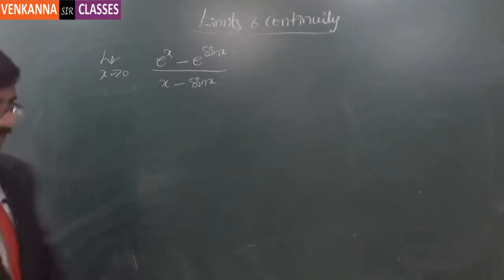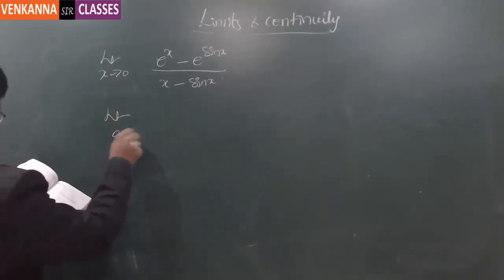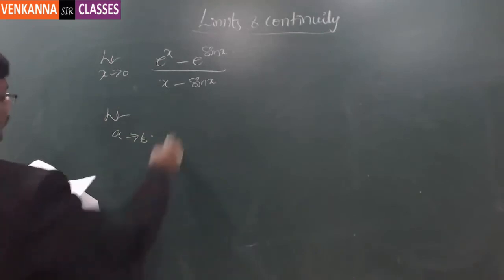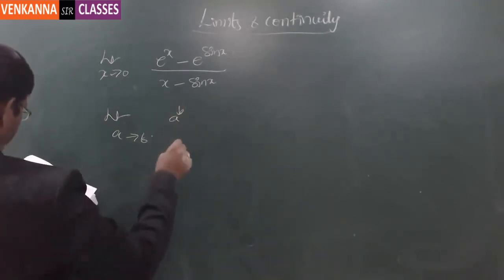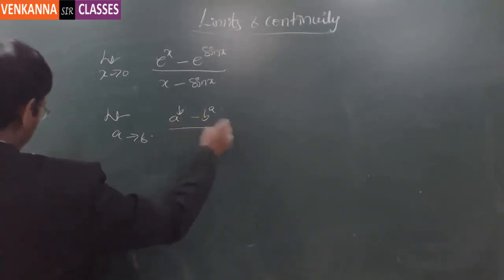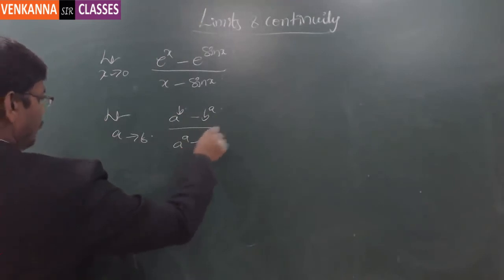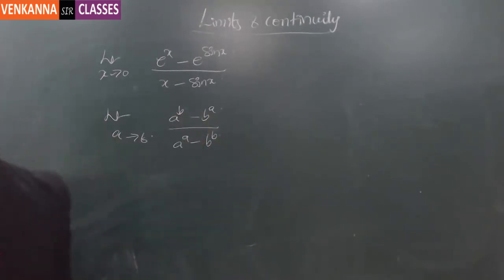Note down one more. So this is one of the important models. Limit a tends to b, a power b minus b power a divided by a power a minus b power b. Solve this.